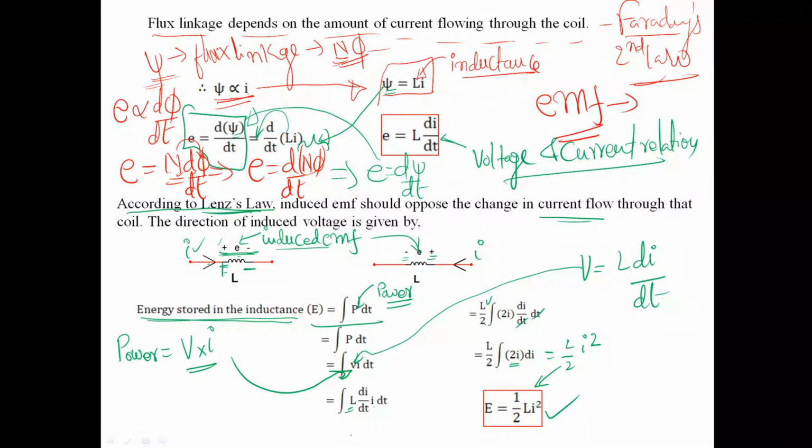Therefore, energy stored in an inductor is given by half Li square. So that means an inductor will be able to store energy when a current is flowing through the inductor. The power in the inductor is given by V into I, and the energy stored in the inductor is given by half Li square. You might have studied this in intermediate physics also.